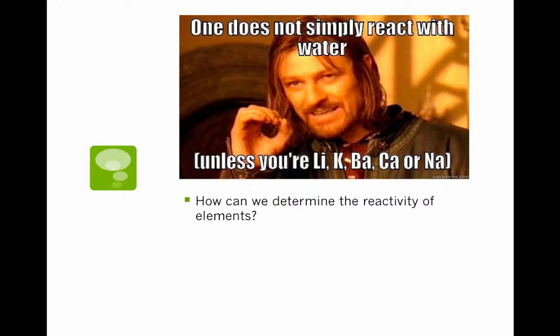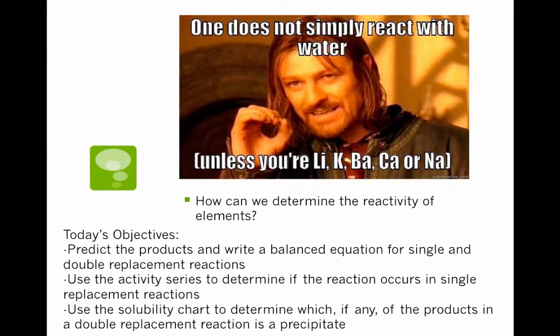The question we're going to be asking today: how can we determine the reactivity of elements? Today's objectives: we are going to predict the products and write a balanced equation for single and double replacement reactions, use the activity series to determine if the reaction occurs in single replacement reactions, and use the solubility chart to determine which, if any, of the products in a double replacement reaction is a precipitate. Now, some of those words might not make sense to you, but by the time we get through this lecture, everything will be okay.